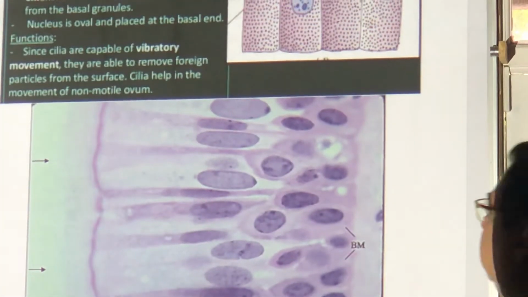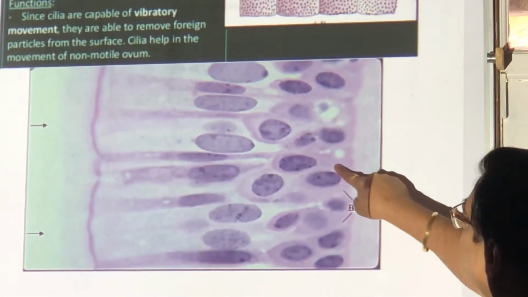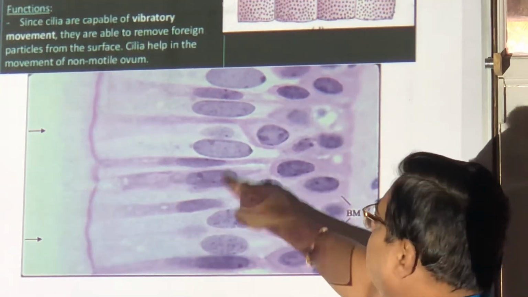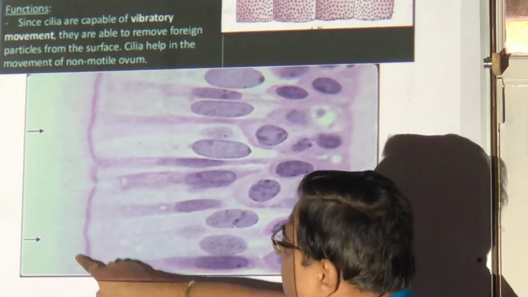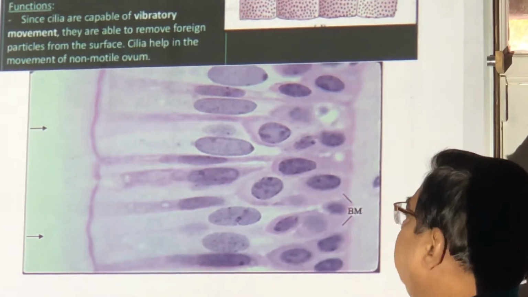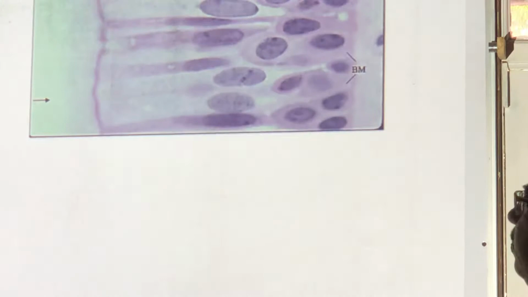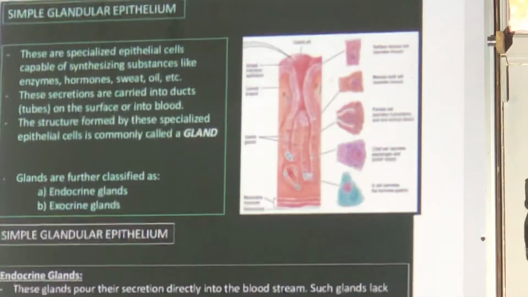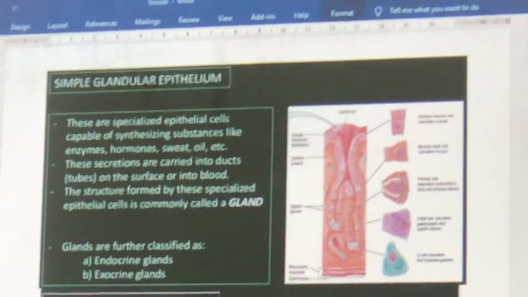Have a look. See, the basement membrane can be seen, the cement-like substance. Nucleus is towards the base. Cilia you can see, small hair-like particles coming out from this end. Okay? Cilia.